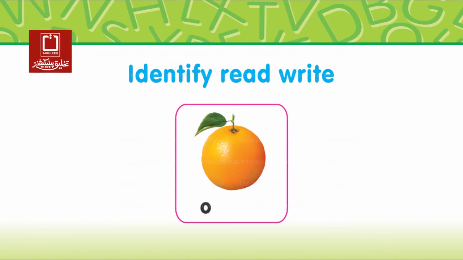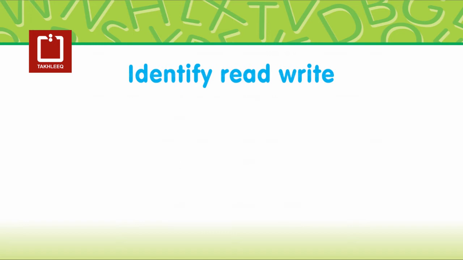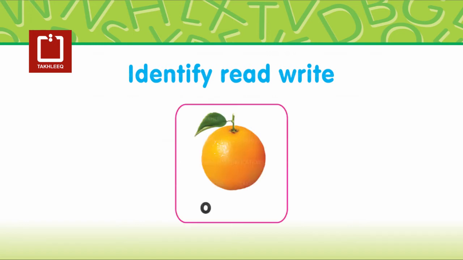Now we say the spellings of orange. O R A N G E, orange. So we write O R A N G E, orange, on lines.